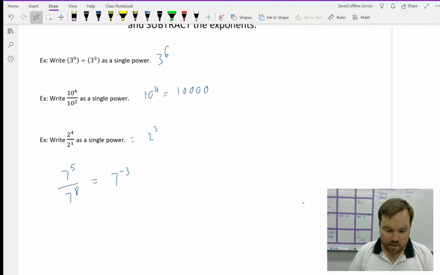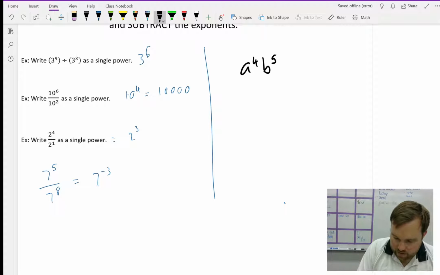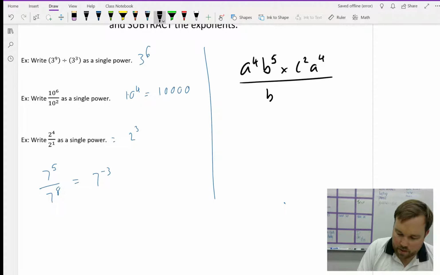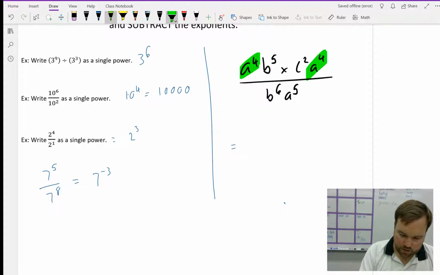That is fine. So, mixing it up a little bit, if we had something a little harder, please write this in as an additional example. If we had a to the 4, b to the 5, times c to the 2, a to the 4, over b to the 6, a to the 5, and we were asked to simplify that. Simplifying that, deal with the top first, bottom second, and then deal with the actual fraction. So if we're going to simplify the top, we might recognize that we have a pair of a terms, which will give us an a to the 8 on top, b to the 5, c to the 2.